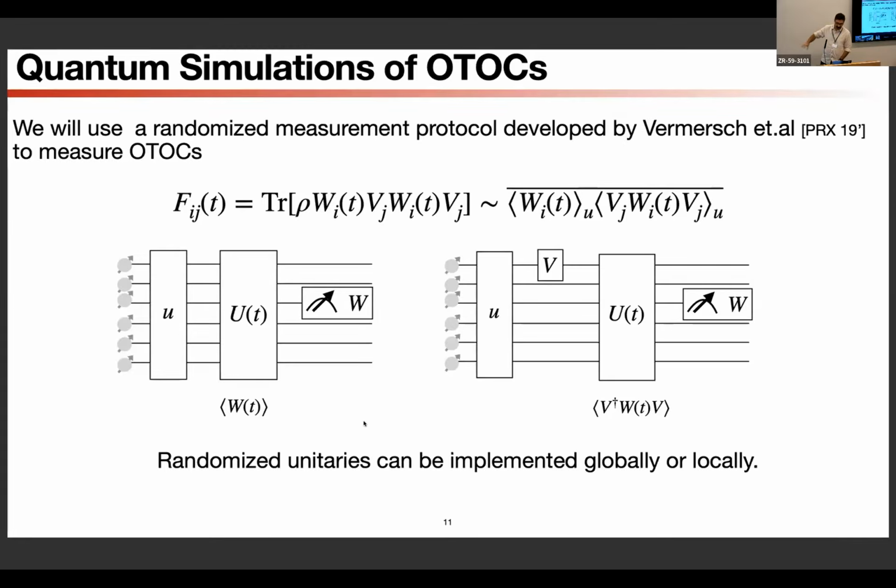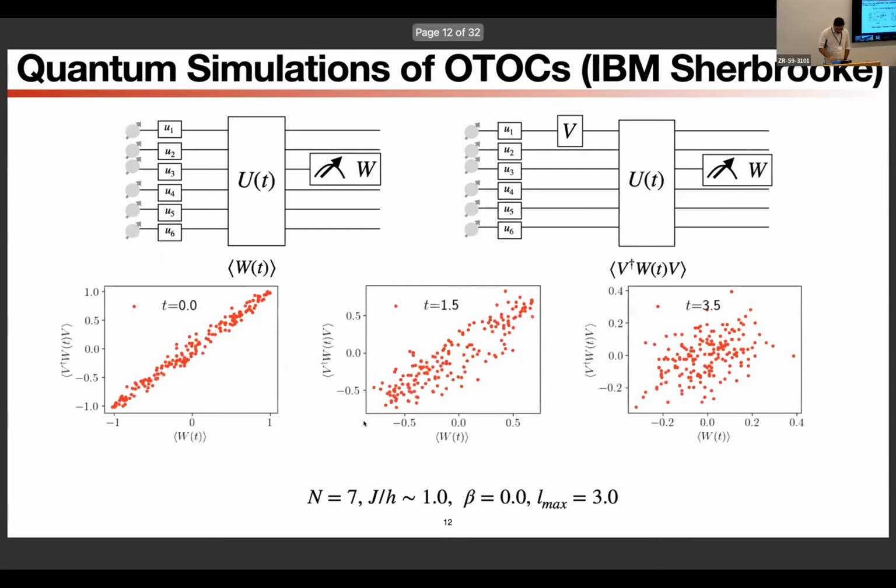These randomized unitaries can either be applied globally, which is harder to do, or locally. But in the case of doing these locally, you need to do another averaging process to go back to the original definition of the OTOC. So let's see how this works in action.